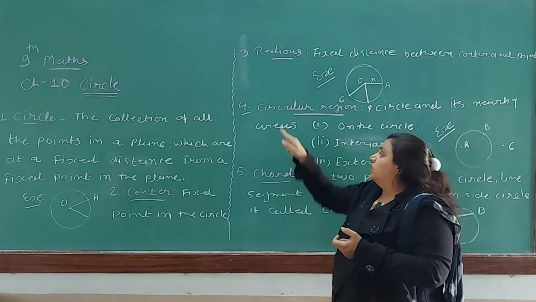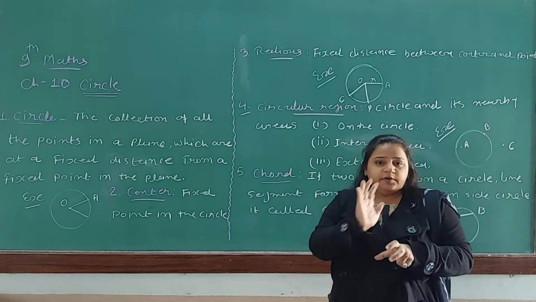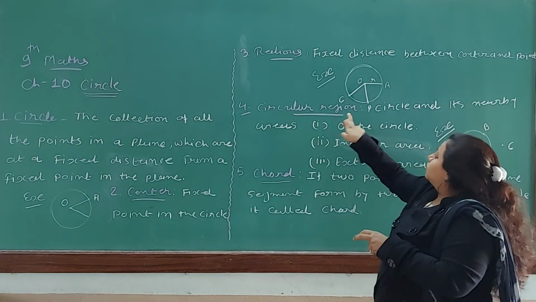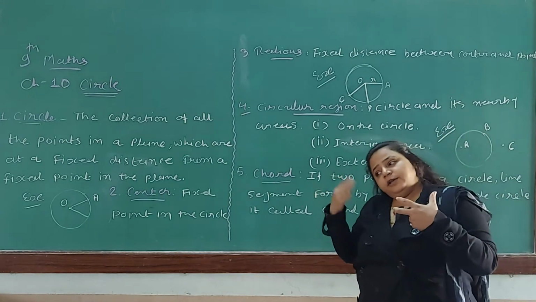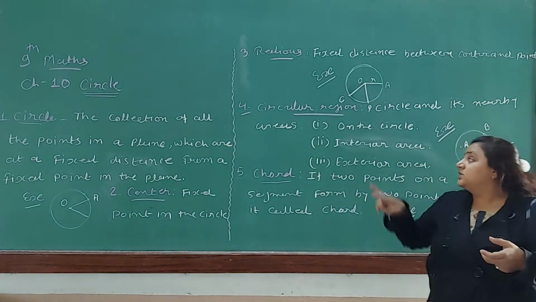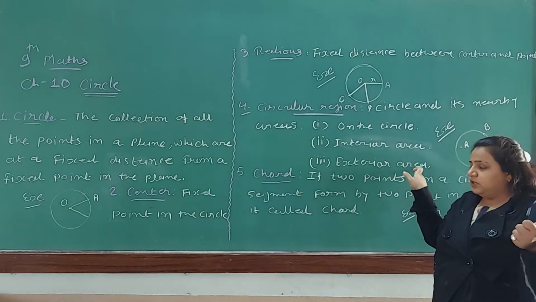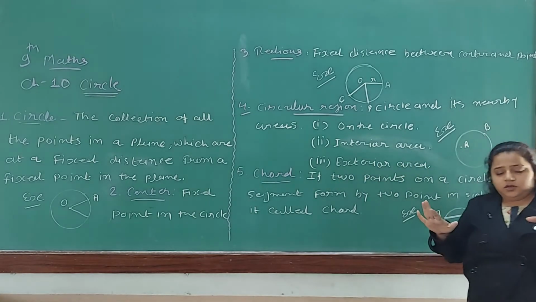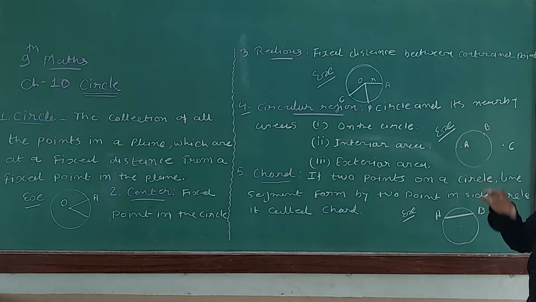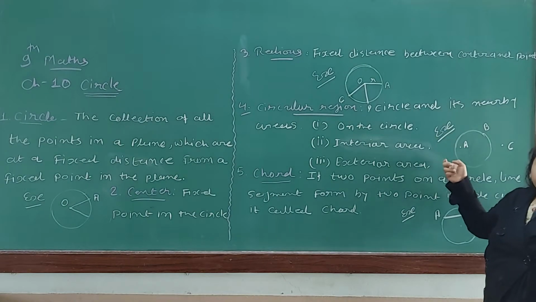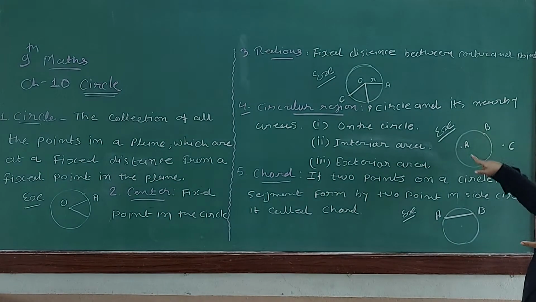Now definition number 4, circular region. Circular region means the area covered by the circle, and its nearby areas. So we will divide the circular region into 3 different parts: on the circle, interior area of the circle and exterior area of the circle. It is very easy to understand. The circular region is divided into 3 parts, which are inside, outside and on the circle.